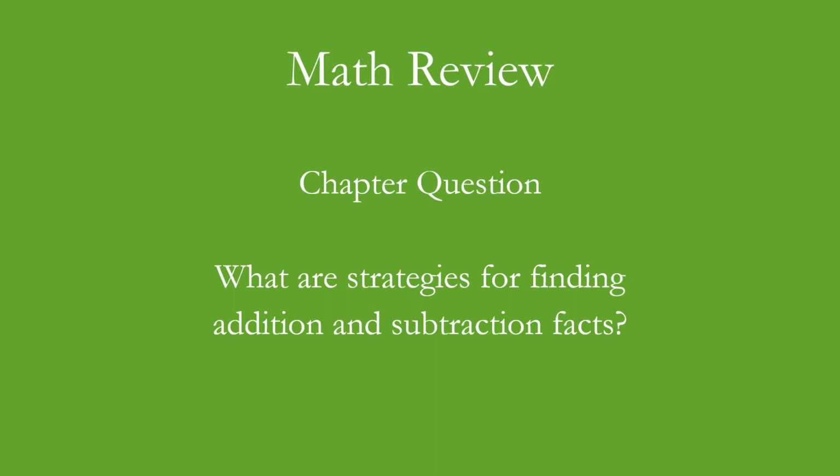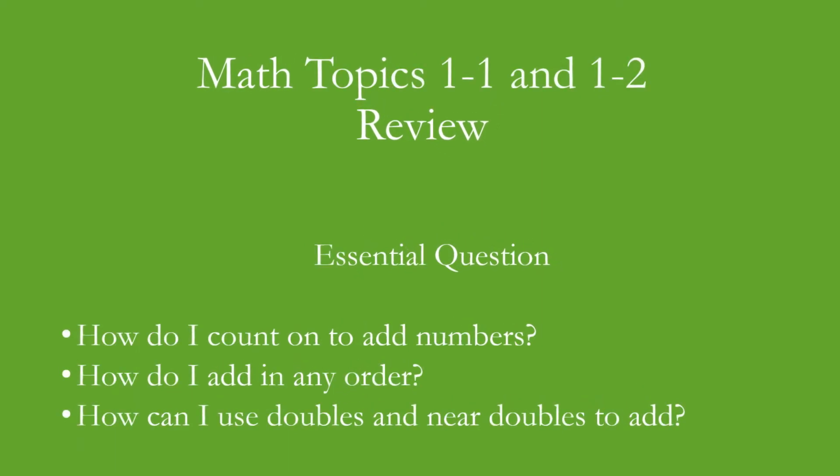Today we're not going to do anything new. We're going to spend a little bit of time reviewing what we've learned in the first two lessons already this week. Our chapter question is still the same. We're looking for strategies. What are strategies for finding addition and subtraction facts? The questions that we answered in these first two lessons were, how do I count on to add numbers? How do I add in any order? And how can I use doubles and near doubles to add?